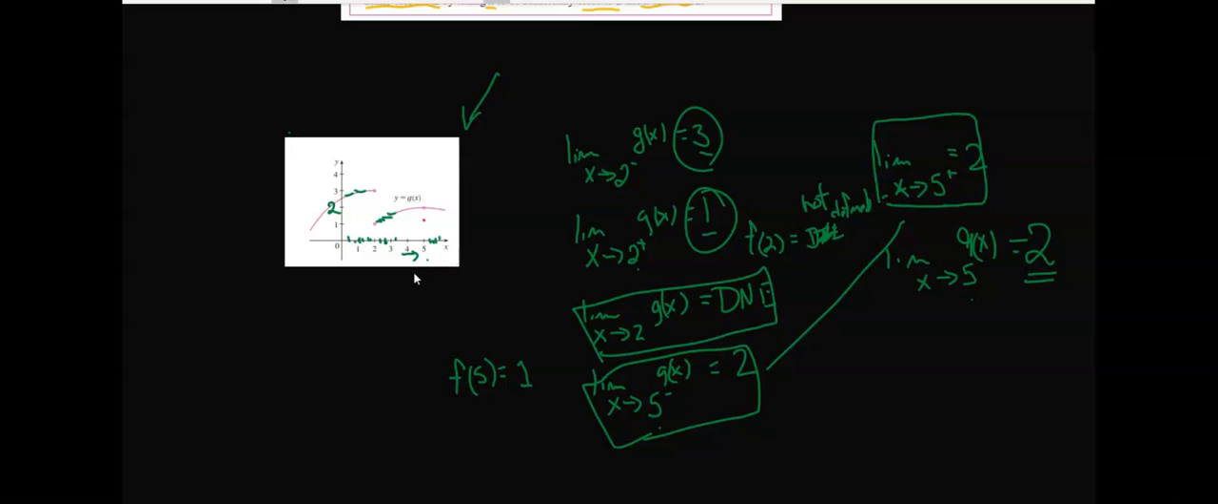Just to let you know, a little bit later, we're going to talk about continuity. A function is continuous, and we're going to say that like this function is not continuous here at a, which seems to make sense, right? It's not continuous, it jumps. So we're going to say this function is not continuous at 5.